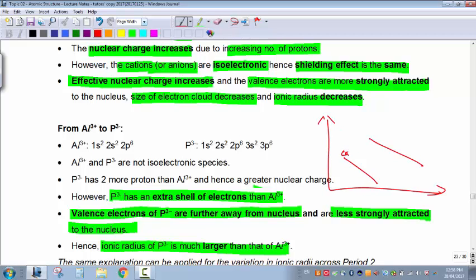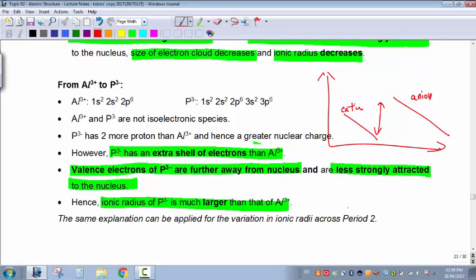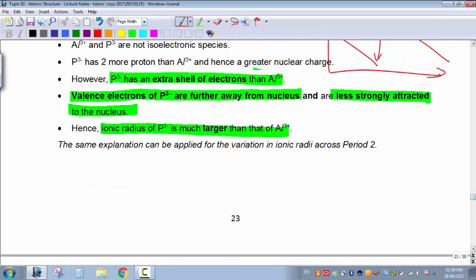Alright, one is the cation. Right? And after that, there's another one for the anion. It's higher up. This graph is higher up, different. Okay, so do take note of that and make sure you draw it correctly.